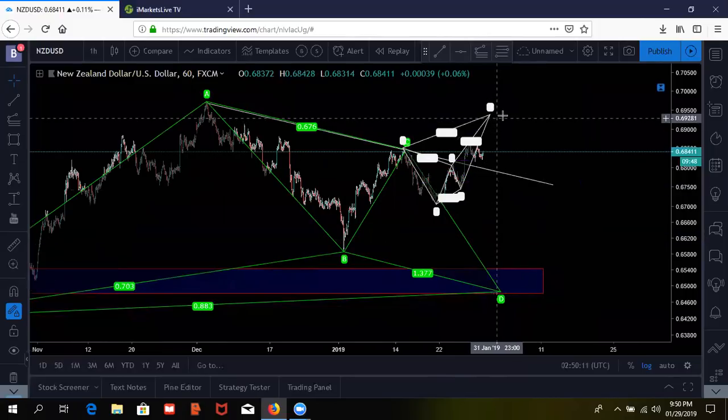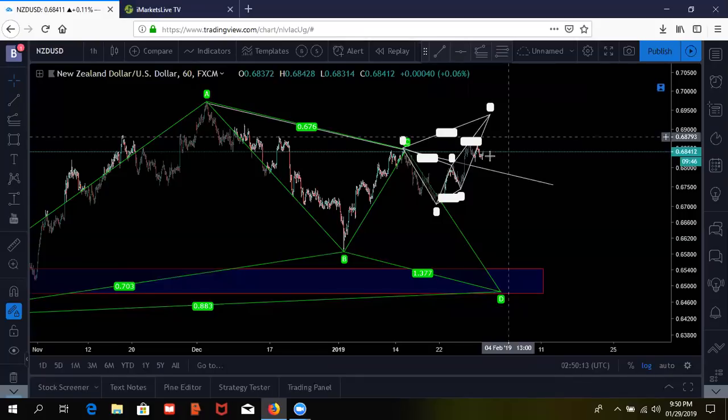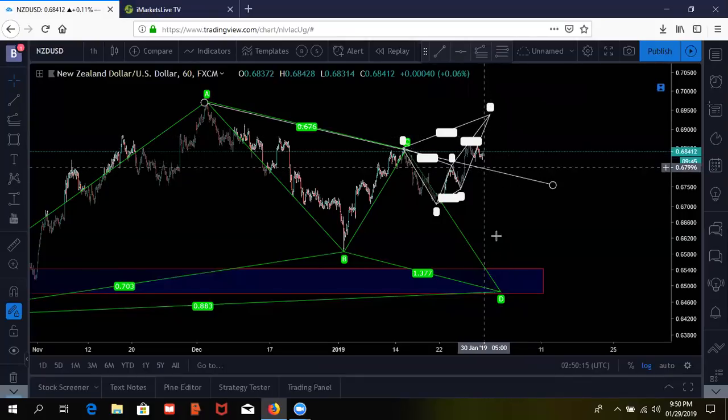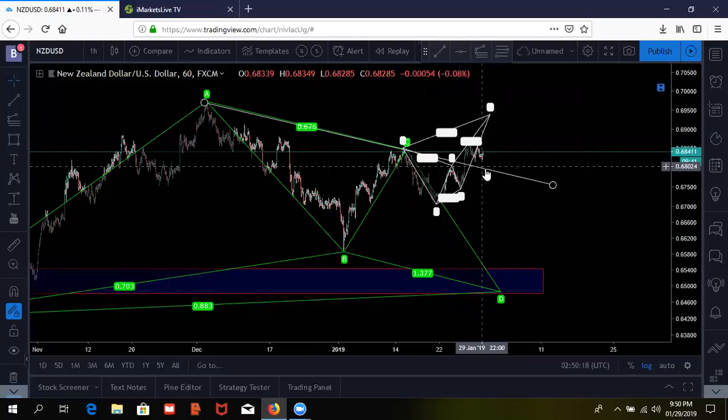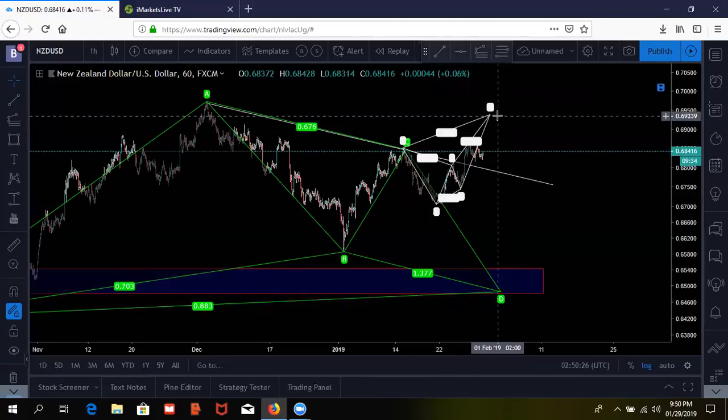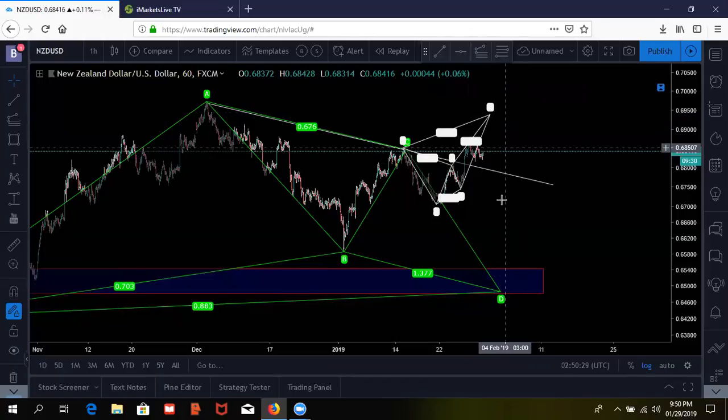So yeah, I don't want to get caught in the middle of no man's land either. So I was thinking, if it comes down and hits this trend line, then I'll be a buyer. But I'm just going to be patient, wait for price to push up here, hit this entry point, then sell it.